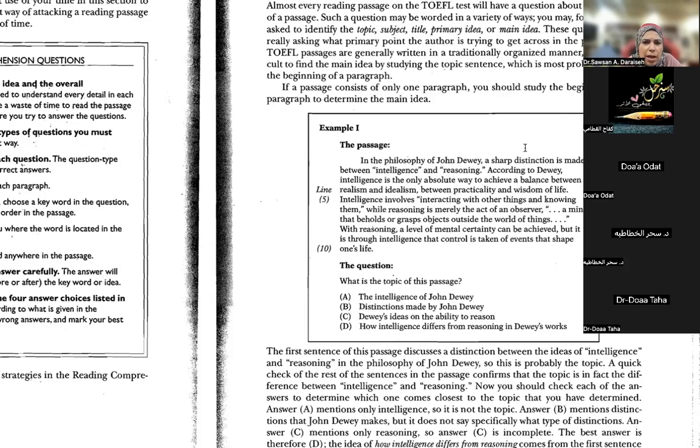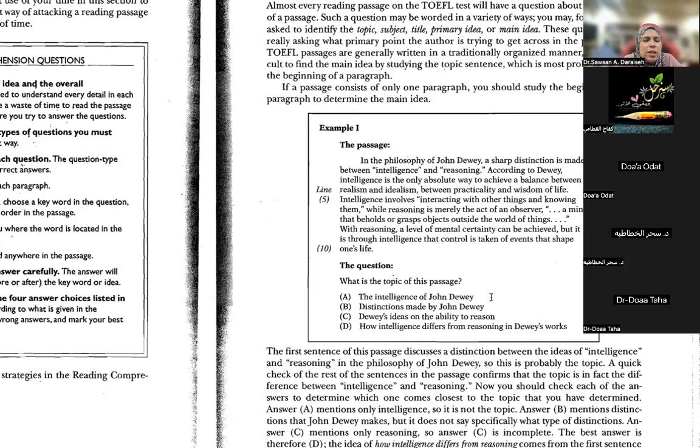So what is it, guys? Come on. I think we have already read it. Okay? What is the topic of this passage? The intelligence of John Dewey, distinctions made by John Dewey. Of course, no. Distinctions means just general distinctions, in general. No, not in general. Dewey's ideas on the ability to reason. No, this is not it. Not only that, he has done more than that, right? How intelligence differs from reasoning. Distinctions means differs from. Thank you.